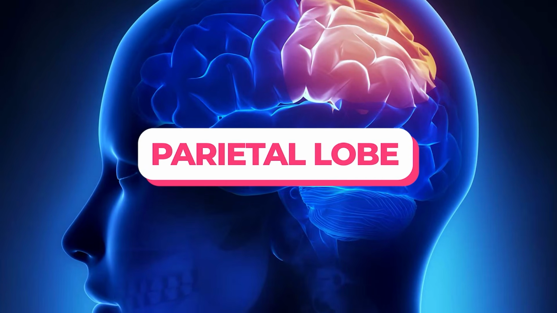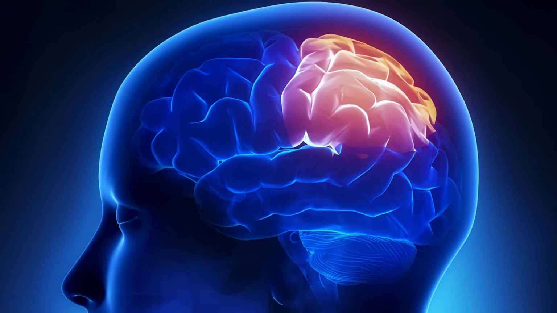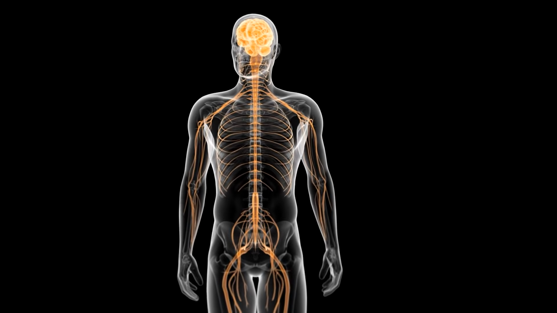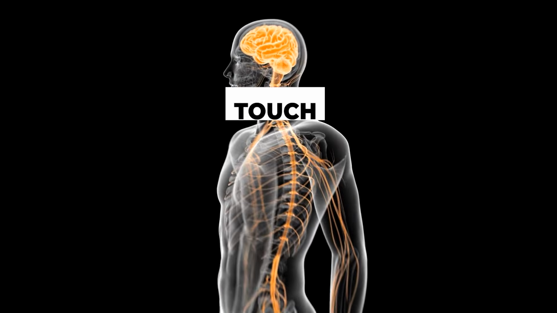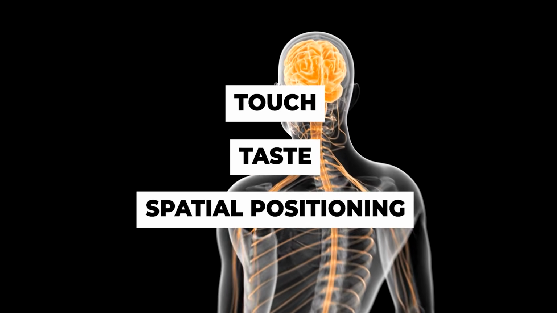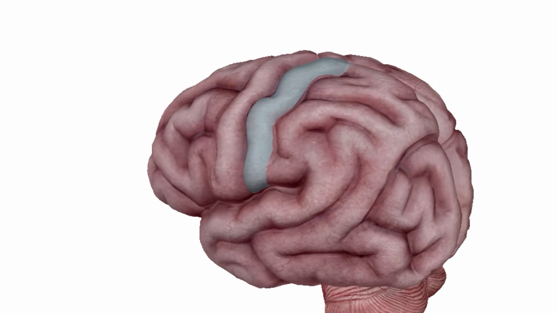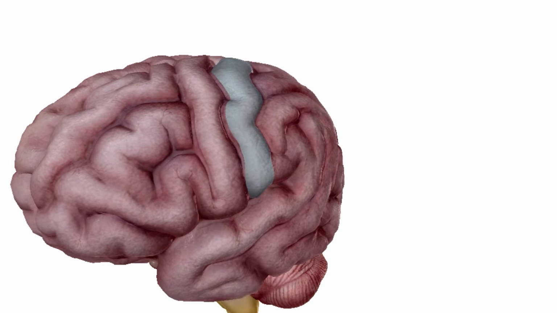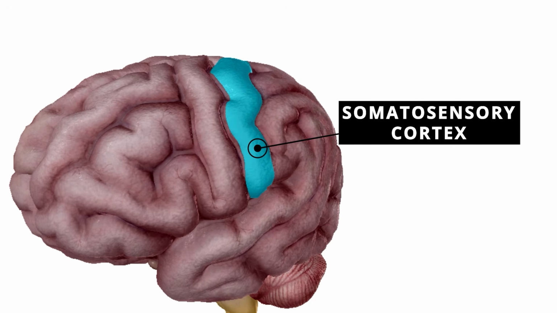Parietal lobe. Positioned behind the frontal lobe and above the temporal lobe, it processes sensory information from the body such as touch, taste, and spatial positioning. The somatosensory cortex, which maps tactile information from the body, is located in this lobe.